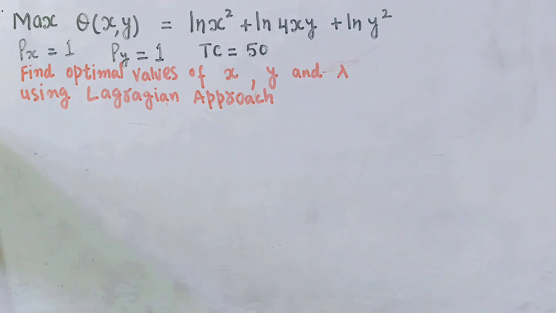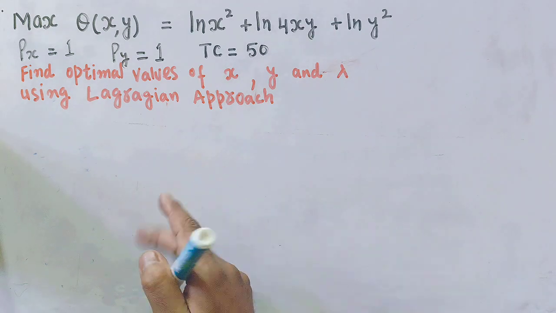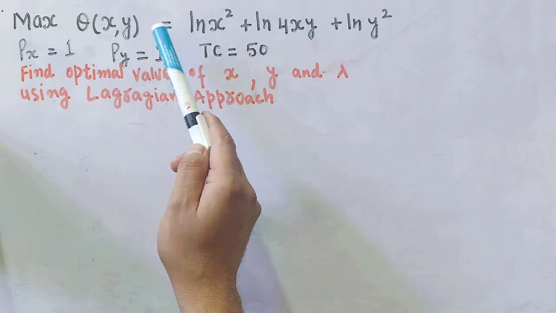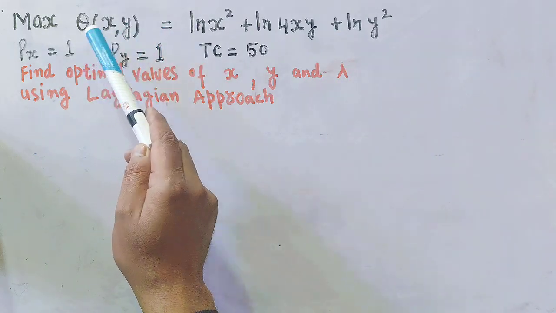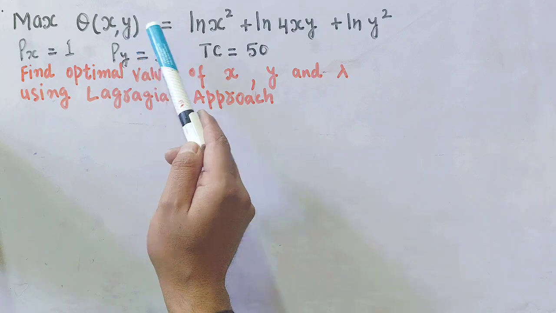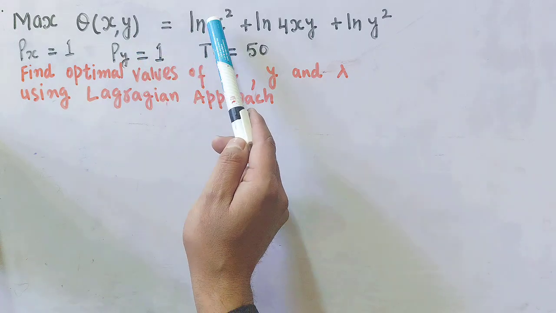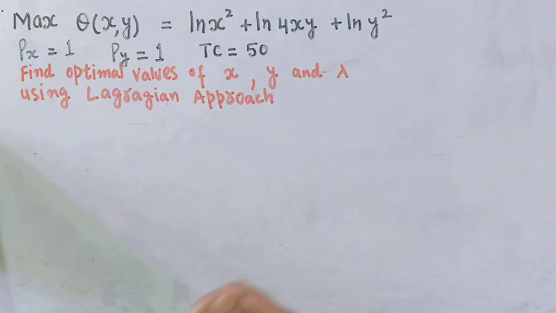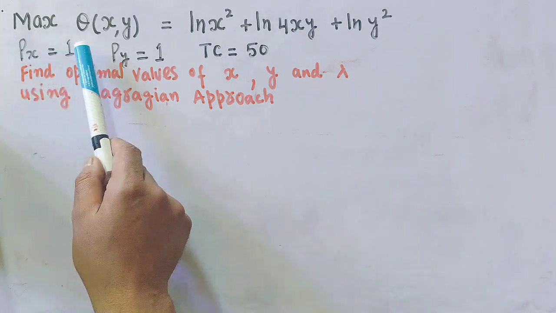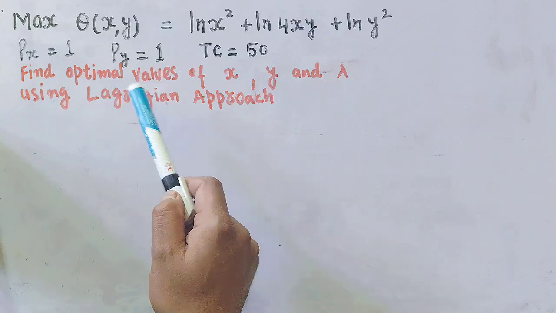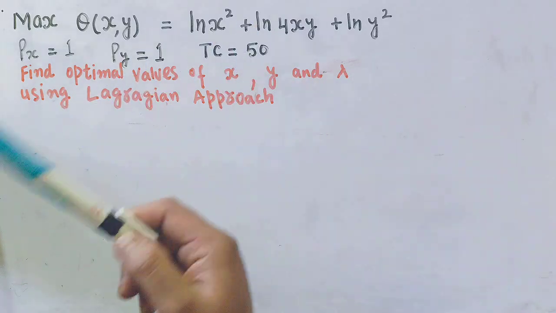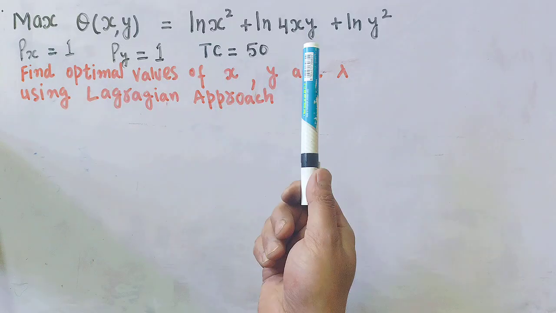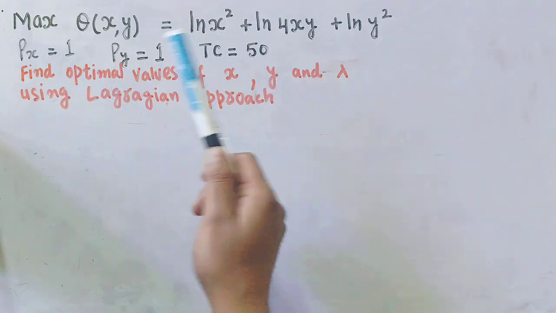The question I have cut short because of the lack of space. The question says we are given a production function, that is, output Q is a function of two inputs x and y, which is equal to natural log of x square plus natural log of 4 times x times y plus natural log of y square. The price of input x is $1, the price of input y is $1, and the total cost incurred on the inputs is $50.